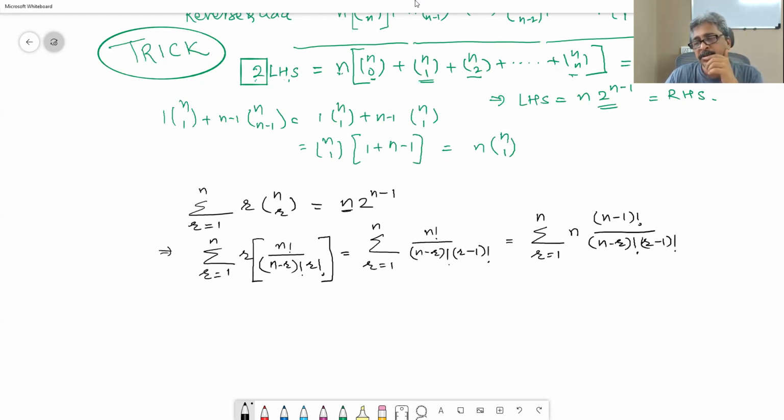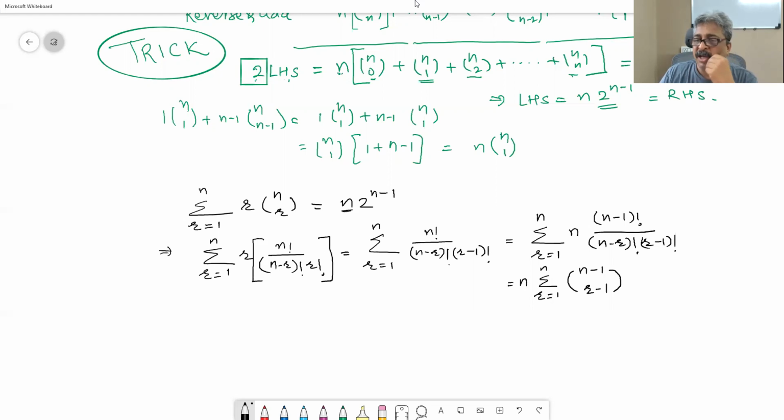Can we do this? Yes, sir. Because n into (n minus 1) factorial is n factorial. Now, these two denominators add up to n minus 1. Is that right? What we can do is write this equal to sigma. Now n is constant, that comes out. r goes from 1 to n, (n minus 1) choose (r minus 1). This is what we can write.